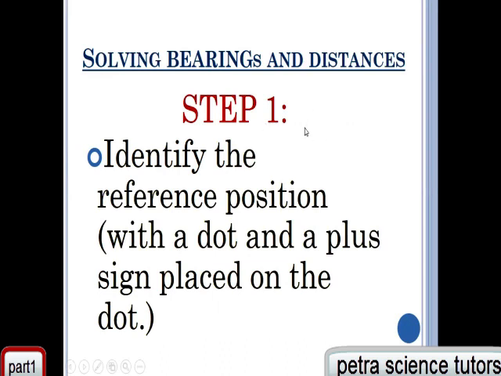Step 1 is to identify the reference position. Remember our reference position: you put a dot and a plus sign, or a cross, on the dot. So the first step is to identify the reference position. That's where we're measuring from.